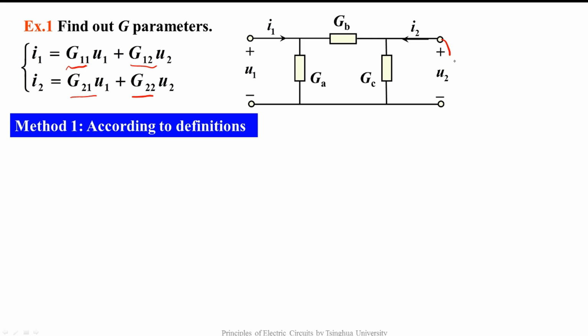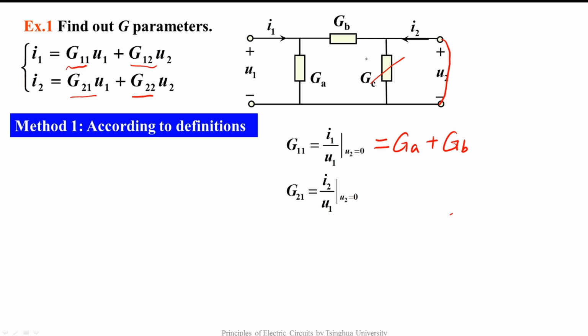When port 2 is short, we can get G11 and G21. When U2 is 0, G11 equals I1 over U1. Since port 2 is short, GC is short. So G11 equals GA plus GB. G21 equals I2 over U1. According to their reference directions, U1 is the voltage across GB and its reference direction is non-associated with that of I2, so G21 equals minus GB.